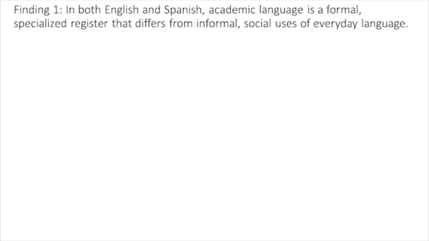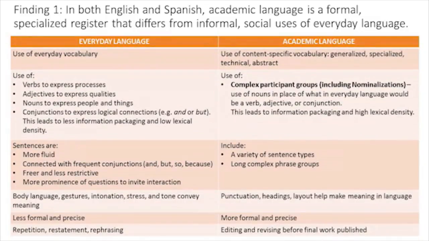Okay. So finding 1, in both English and Spanish, academic language is a formal, specialized register that differs from informal social uses of everyday language. This is information that we are quite familiar with, just to provide you with some of the characteristics of everyday language versus academic language. And the part that I would like to highlight here is the generalized, specialized, and technical use of vocabulary, also the complex participant groups that we find in academic language, and this was consistent across English and Spanish, as well as the variety of sentence types.